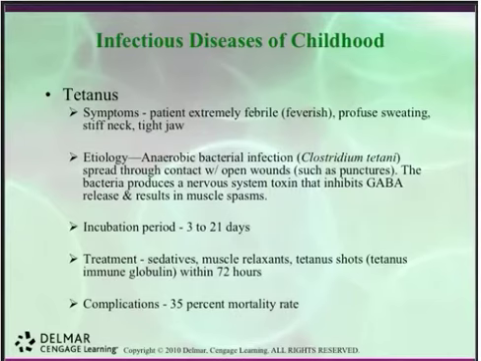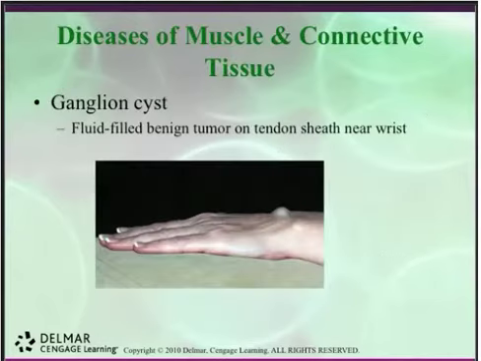A ganglion cyst is a fluid-filled benign tumor on a tendon sheath near the wrist. So let's take a listen to ganglion cysts.